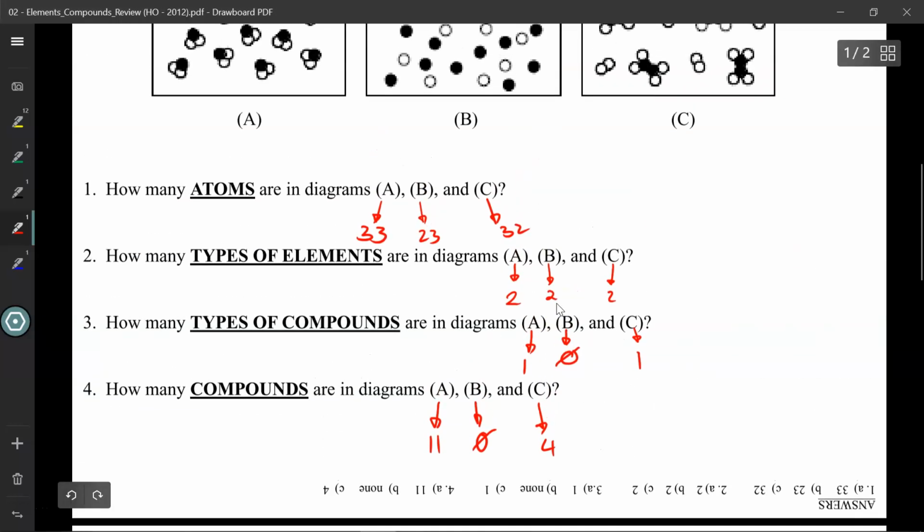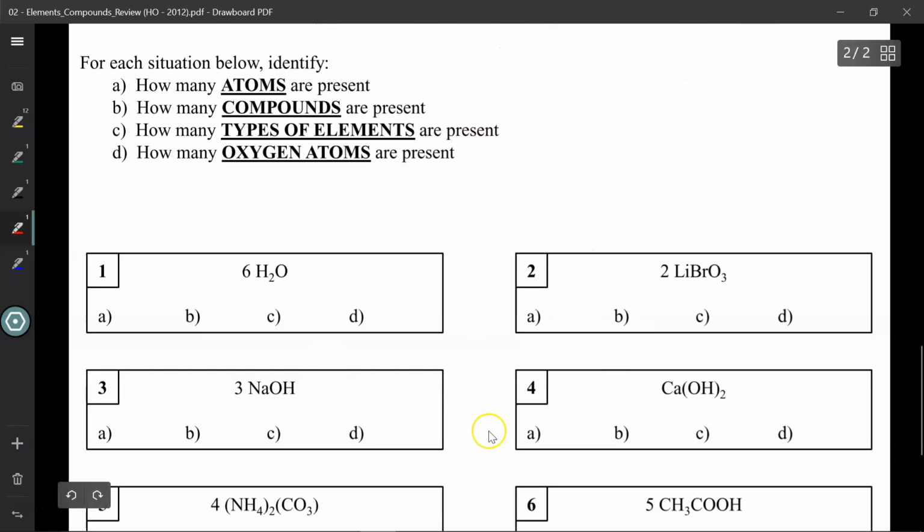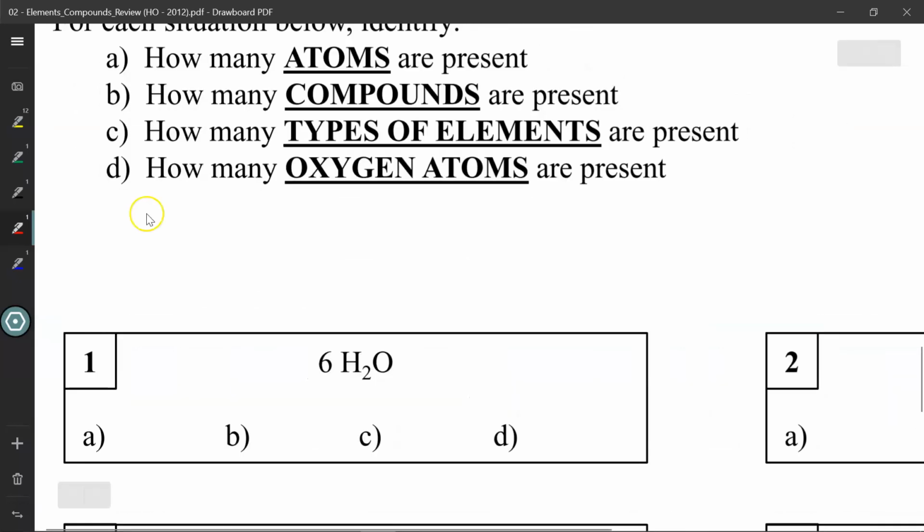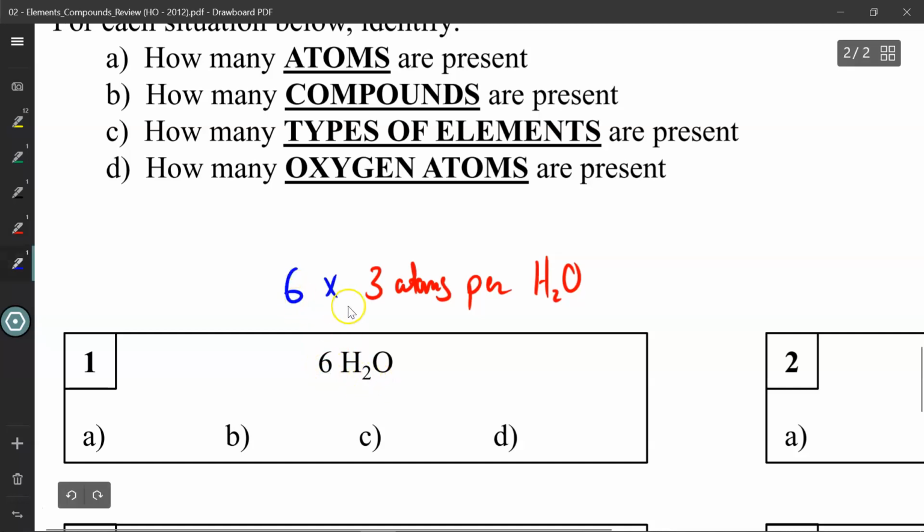So let's try to do this exact same activity, but instead of using pictures, you need to rely on their chemical formula. Alright, let's take a look at the first one over here. So water has 3 atoms in each molecule. 2 H's, 1 O, so 3 atoms. But because I have 6 water molecules, I need to multiply that by 3 to give me 18 atoms. Well, how many compounds are there? Because I have 6 of these molecules, I have 6 compounds.